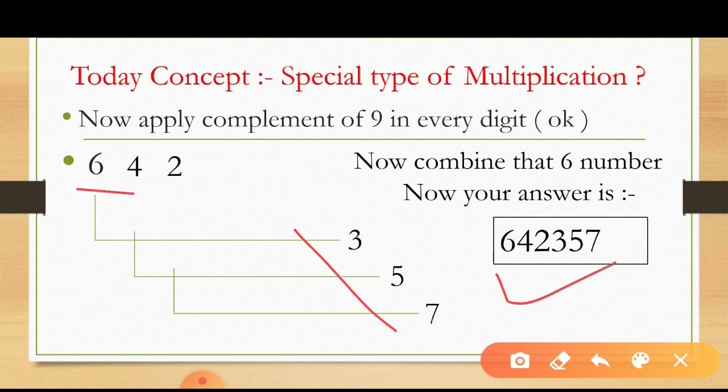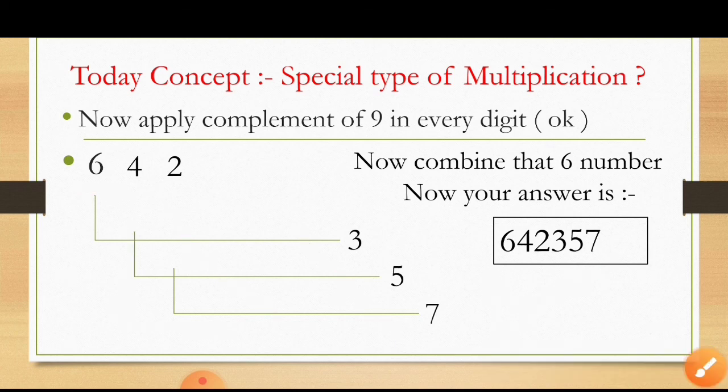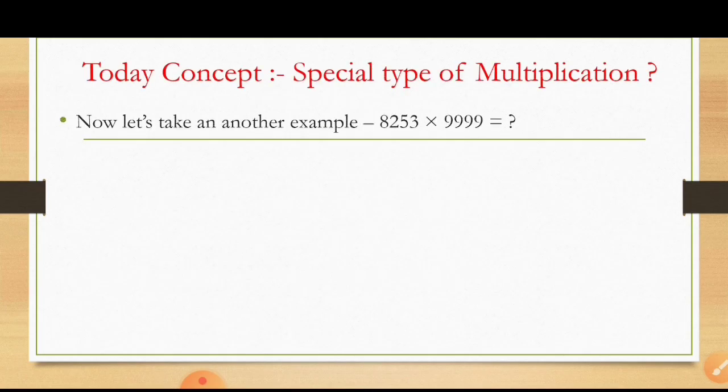Okay, how do I combine these numbers? Means first you have to write these 3 numbers, then you have to write these 3 numbers. When you are combining these 2 sides' numbers, the answer comes like this. Okay, this is a very simple method. If you understand this method, then you can't receive any kind of problem in these questions.